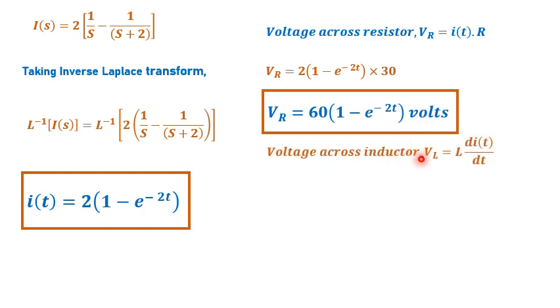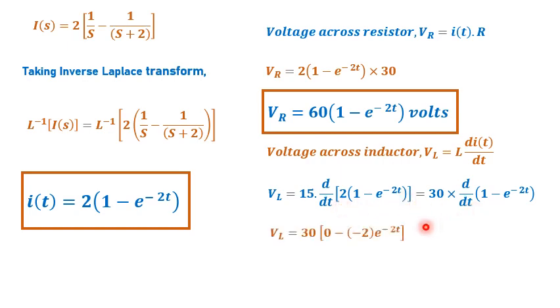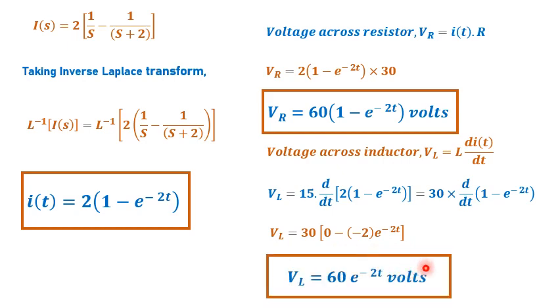And voltage across the inductor, we know it is L into di(t) by dt. So the value of L is 15 henries. d by dt of this i(t). So differentiate this with respect to t, and that is your final answer. The voltage across the inductor is 60 into e power minus 2t volts.